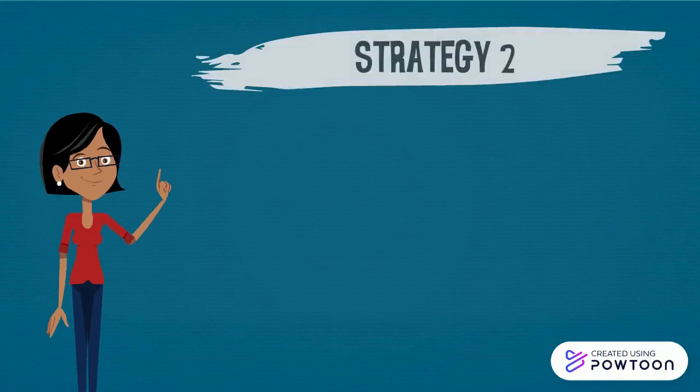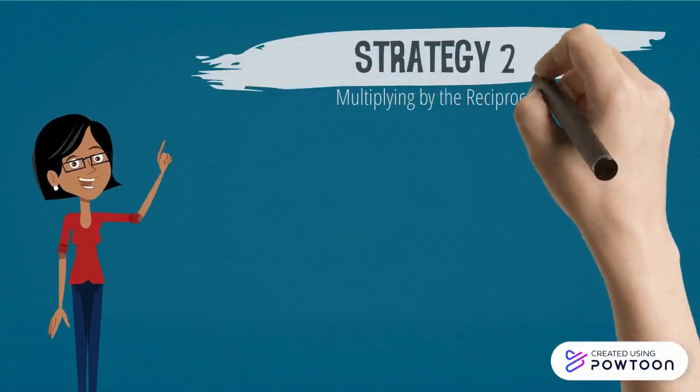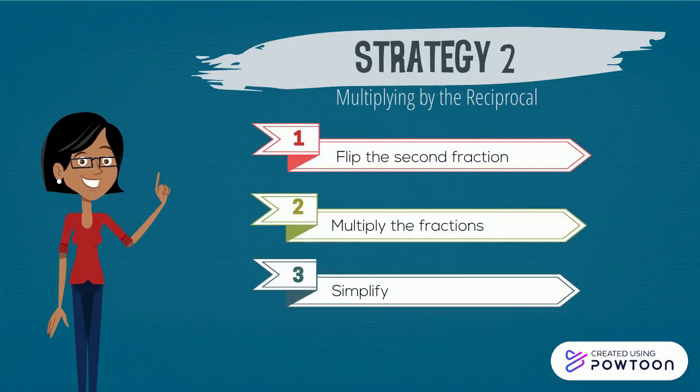Now let's talk about strategy number 2, multiplying by the reciprocal. Step 1 is to flip the second fraction. Step 2 is to multiply the fractions. And step 3 is simplify.